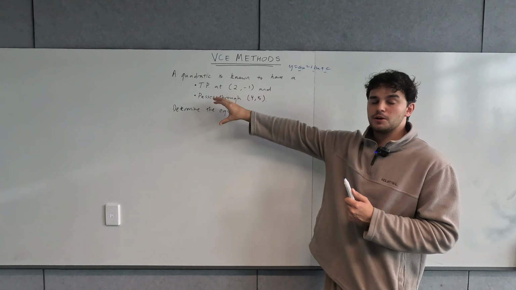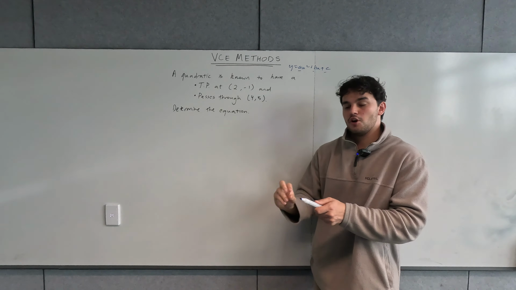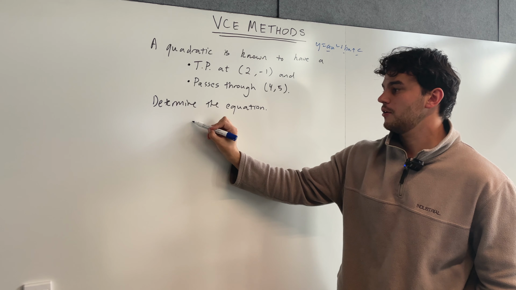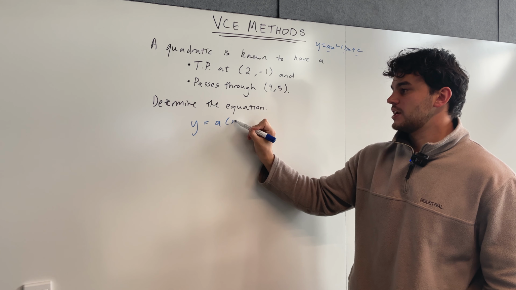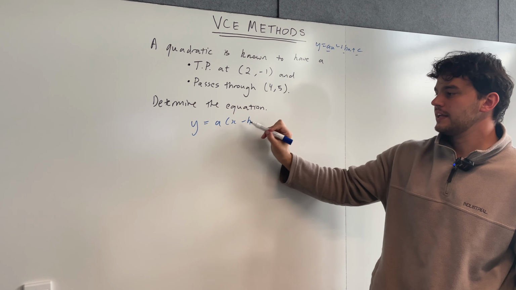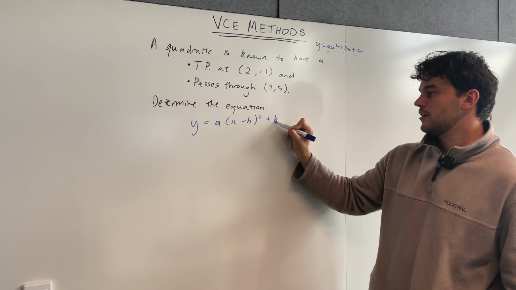As I said, the turning point is given, so it's really obvious that we need to use the turning point form for this specific example. So what we're going to do is write down the generic turning point form, which is y = a(x - h)² + k.